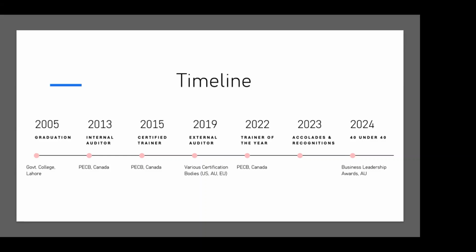Then in 2019, I started working with external certification bodies, mostly US, Europe or Australia certification bodies. I started working with them as the external auditor to do audits on ISO 27001 and other ISO standards. In 2022, I was awarded the Trainer of the Year. I personally feel this is one of my biggest achievements, because being recognized among 3,000 plus certified trainers across the globe is definitely an achievement.